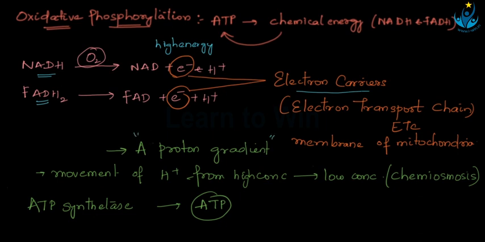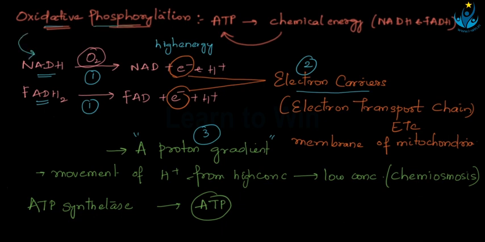So here, three things are very important. One is the oxidation of NADH and FADH2. Two, the passing of the electrons through the electron carriers. And three, the establishment of the proton gradient. These three steps combine in oxidative phosphorylation.